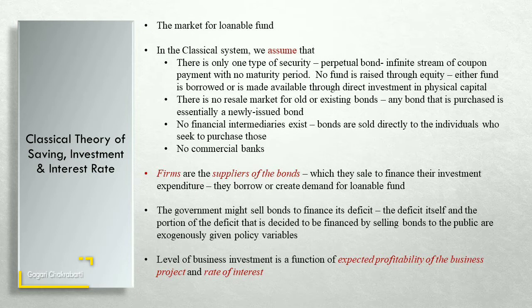In the classical system, we assume that there is only one type of security or only one type of asset, which is the perpetual bond. Bonds are of different types. From a bond, we can get two types of sources of earning. The bonds pay regular coupon or interest payments. On the maturity, the face value of the bond is paid back, so that the coupon payment and the payment of the principal amount on maturity are the two sources of earning from any kind of bond.